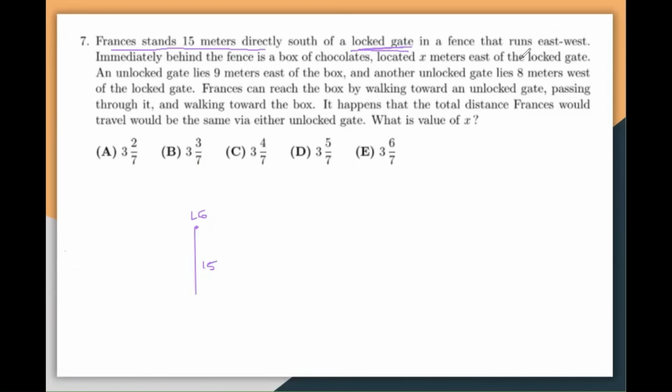And then it goes east and west. Immediately behind the fence is a box of chocolate that is X meters east of the lock gate. So which means you're going to get something. Let's say this is X, and then there's a chocolate right here.